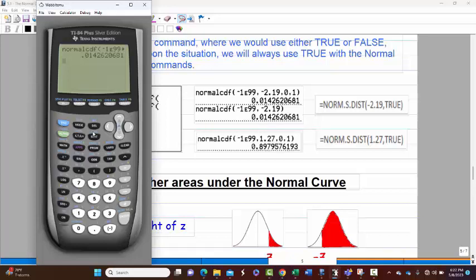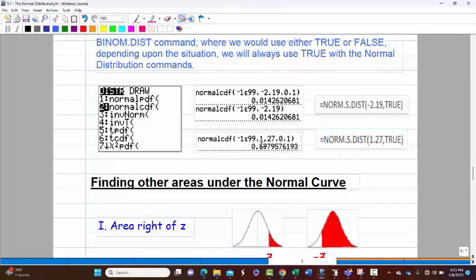So the same thing would apply. The upper number would just change to 1.27. I didn't do this one where I eliminated the 0 and 1. I think this top one ought to convince you that it doesn't make a difference. But yes, if the 0 and 1 weren't there, this would still be the 0.8980 answer I got off the chart. And I'll show you the NORM.S.DIST.